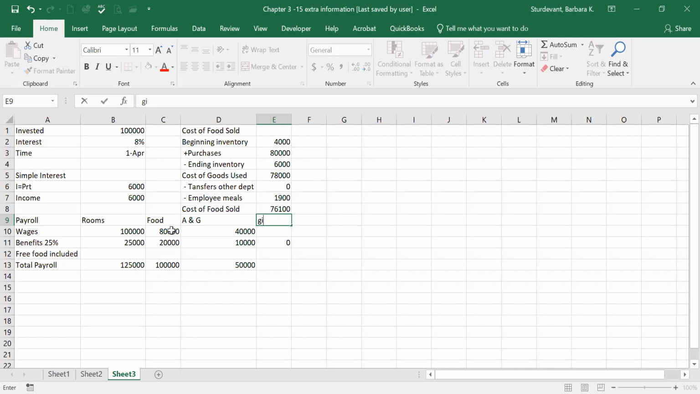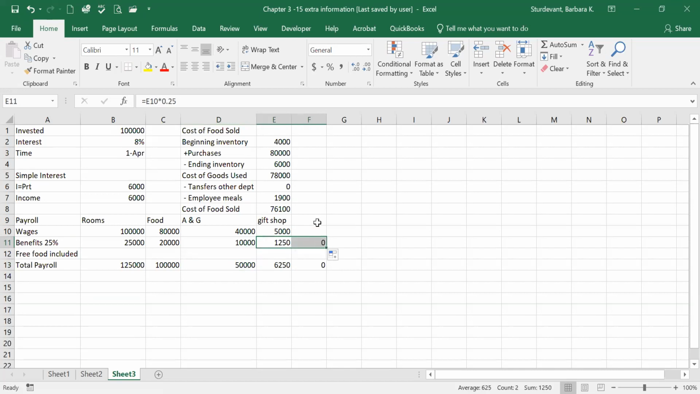So they all have to be paid. And they all get benefits. What is your gift shop wages? This is why I say make sure you go through and check off everything. 5,000. Okay, they're gonna get benefits too. And then in this one, we also have a marketing department. What were their wages? 20,000.